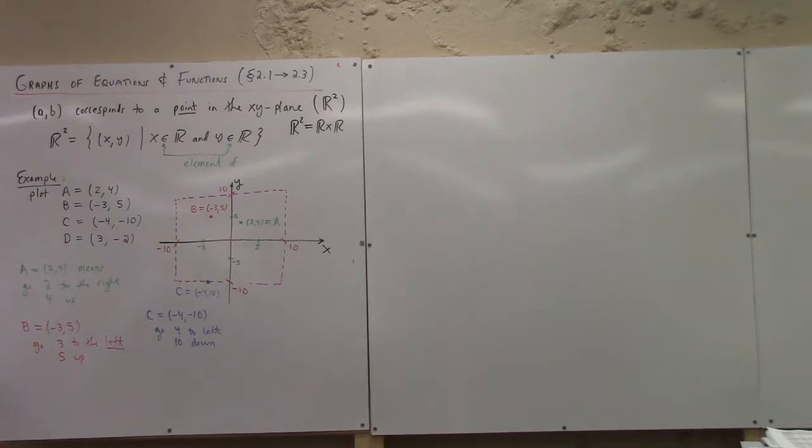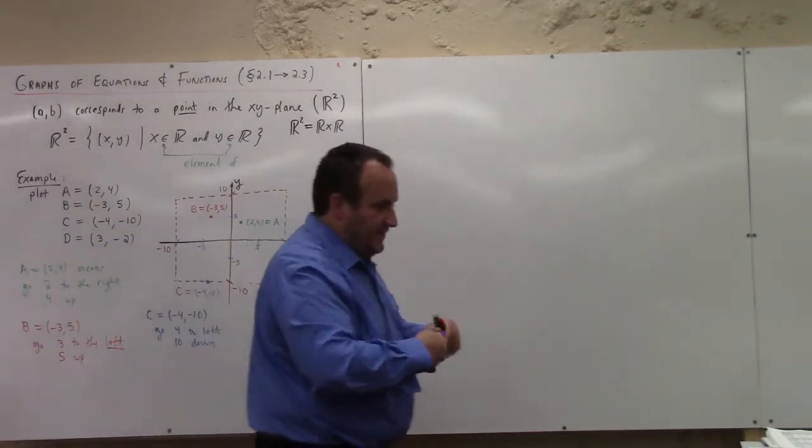All right, and finally D, we've got 3, minus 2. How's that work?